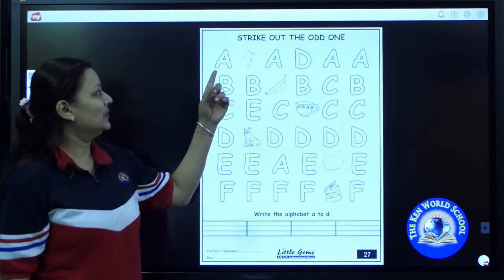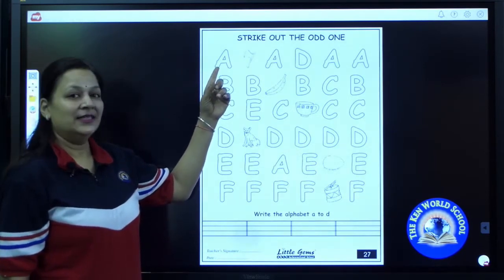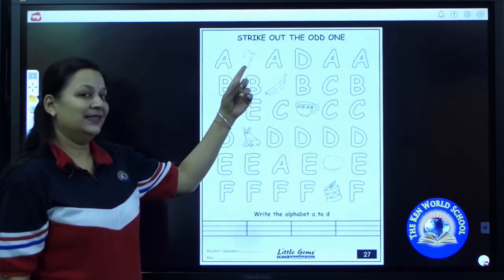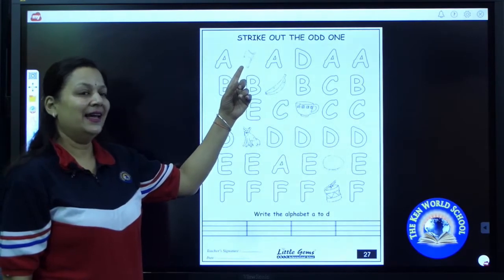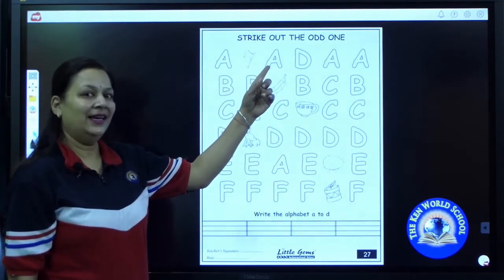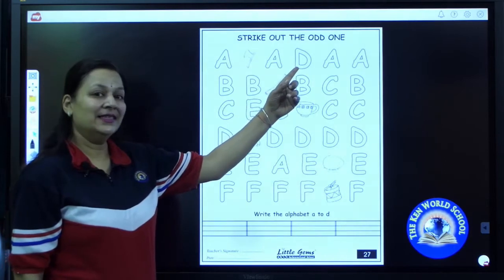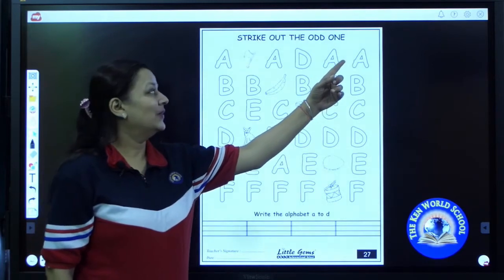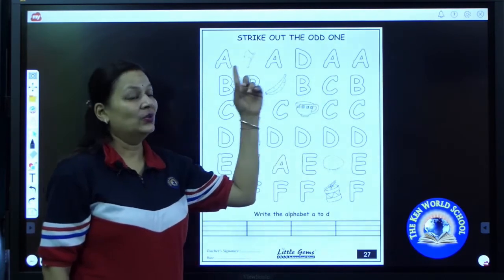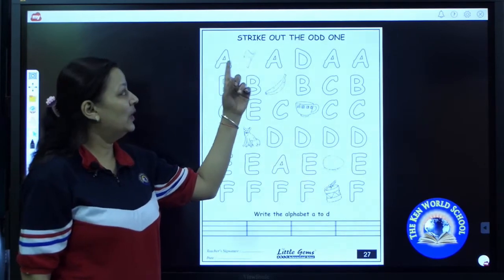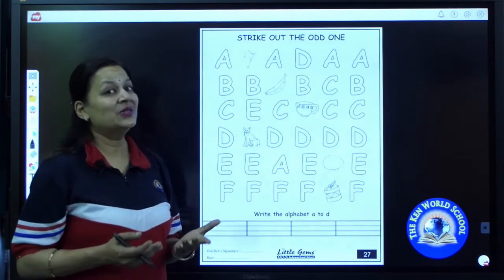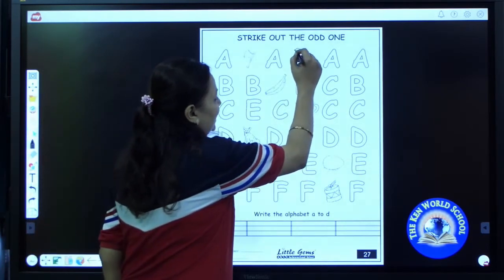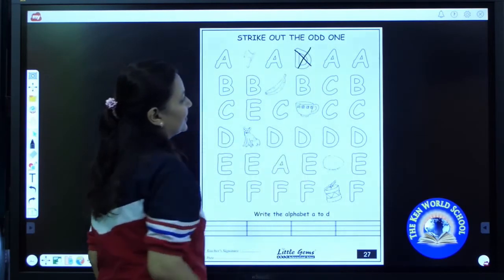Now look at the first row. Which letter is this? A. A says A. A as in X. Again it's A. Again which letter is this? D. Which letter is this? A. Which letter is this? A. So which one is different? This is the row of A. And which letter is different? Yes, it's D. So put a cross over it. Done?